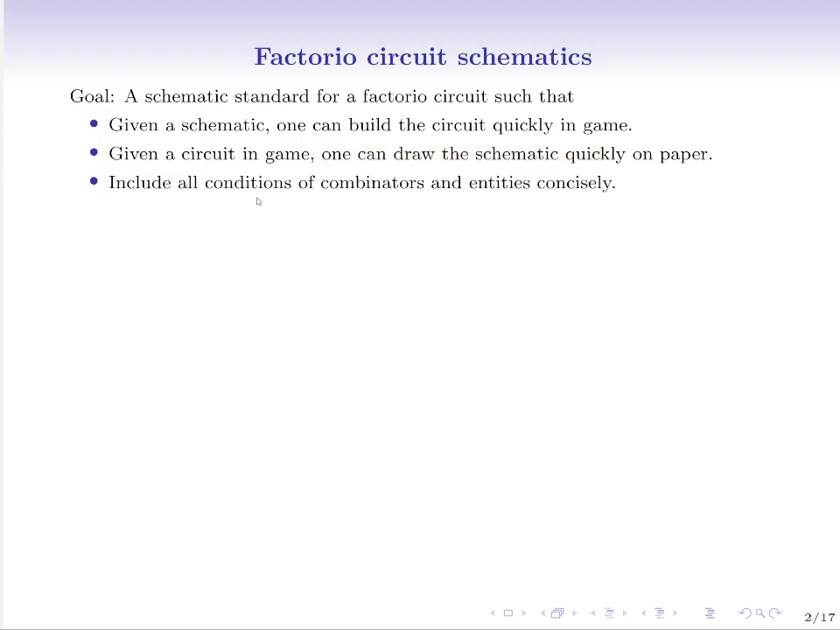And I want the schematic to show all the conditions of the combinators or the entities that are inside this circuit network. Because in game you have to click on each of the entities and check what happens inside, and that can be a really big problem that takes a lot of time. So I want to represent this concisely.